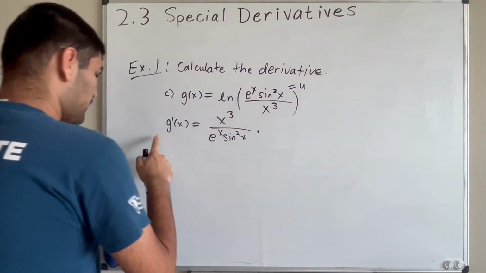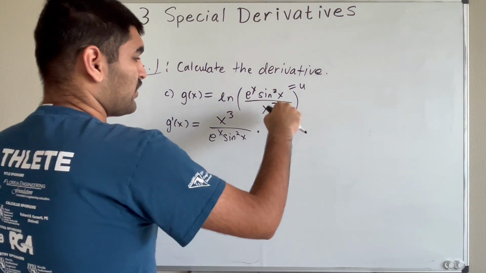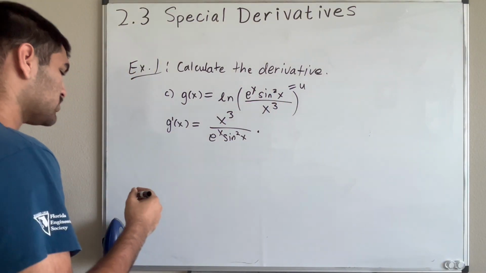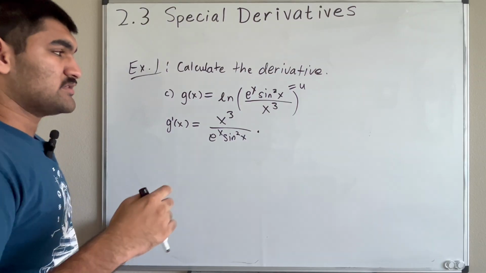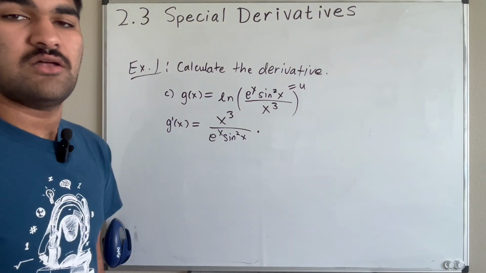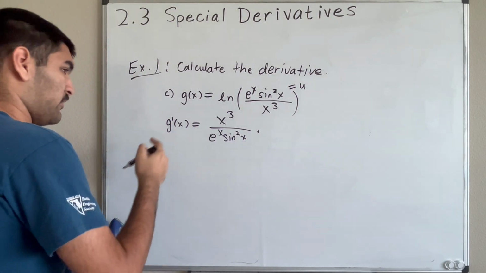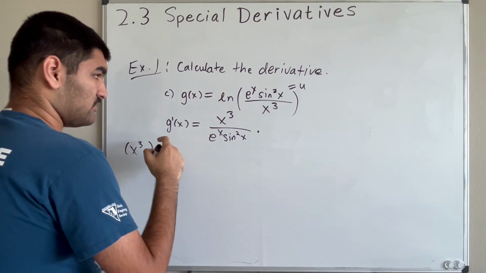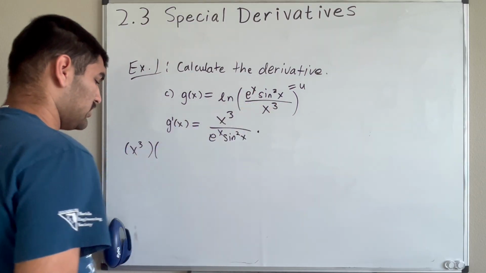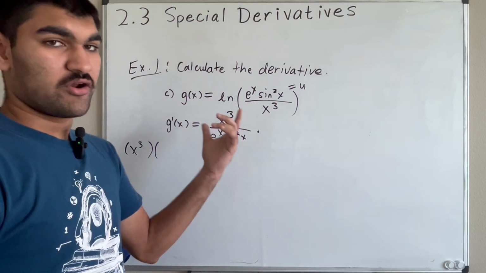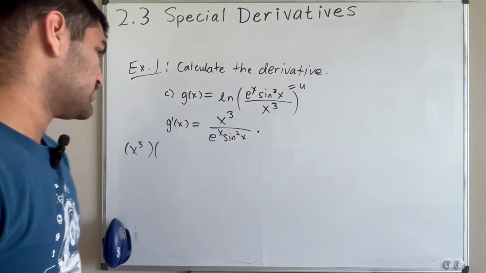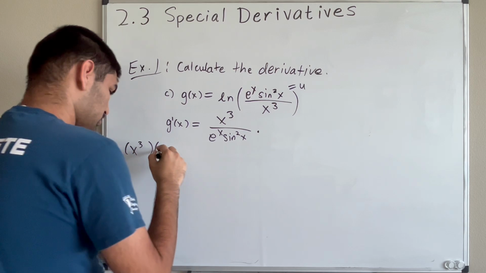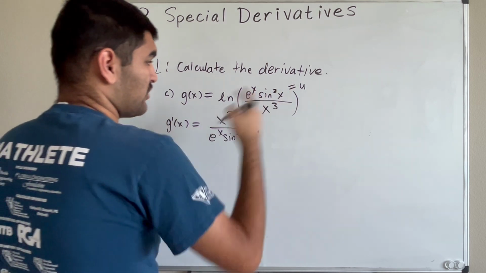Okay, so first, the whole thing is really just a quotient, so I'm going to start by using the quotient rule. Remember, the quotient rule says low d high minus high d low, all over the square of what's below. So I'm going to keep my low function. Then low d high means differentiating this function. Now we have to use the product rule to differentiate e to the x sine squared x. The product rule says you keep the first function, so we keep e to the x, and then differentiate sine squared.